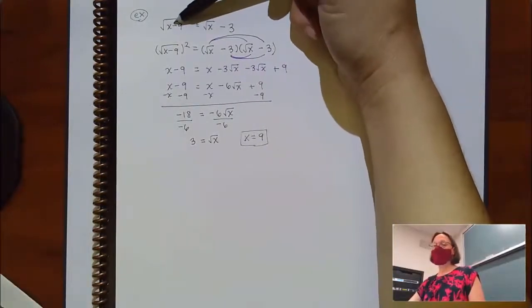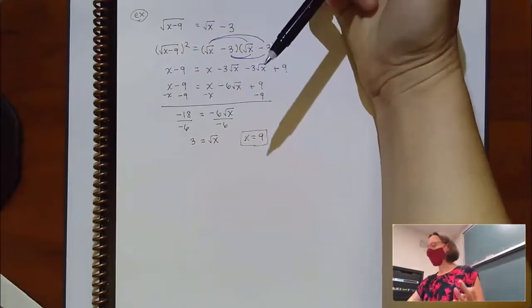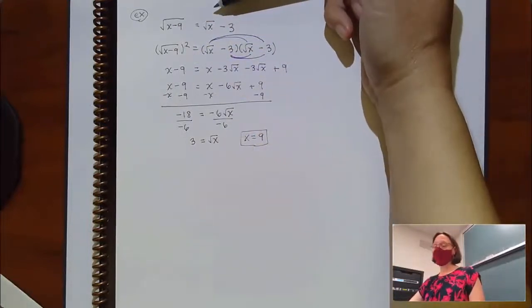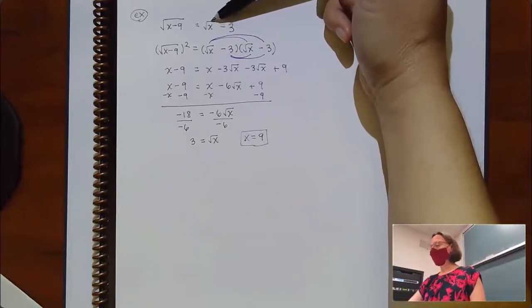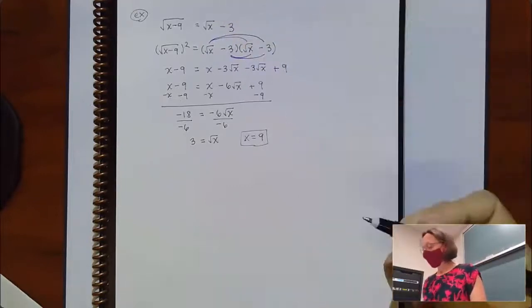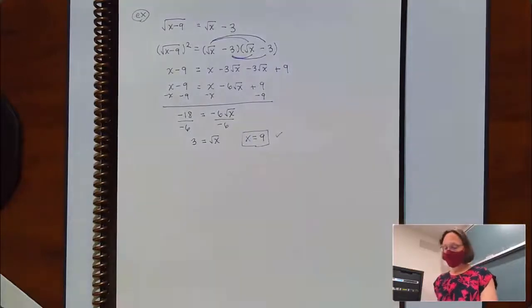And we can do a quick check, plug it back in. 9 minus 9 is 0. Okay, that's fine, as long as the other side is also 0. Square root of 9 is 3, and 3 minus 3 is also 0. So it works. Good deal.